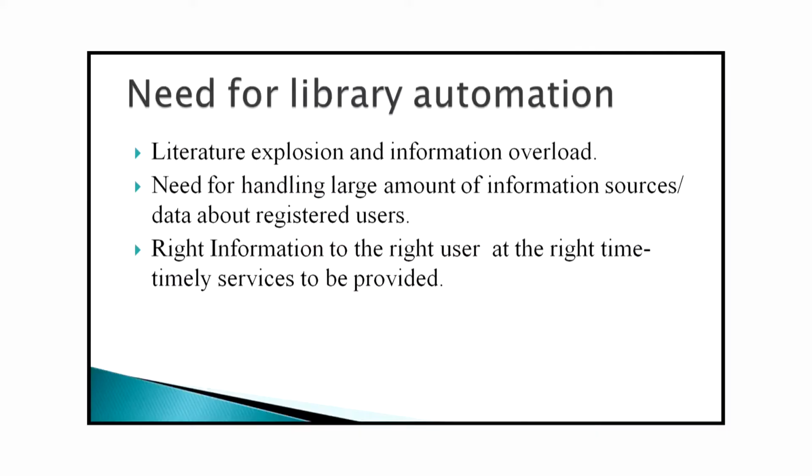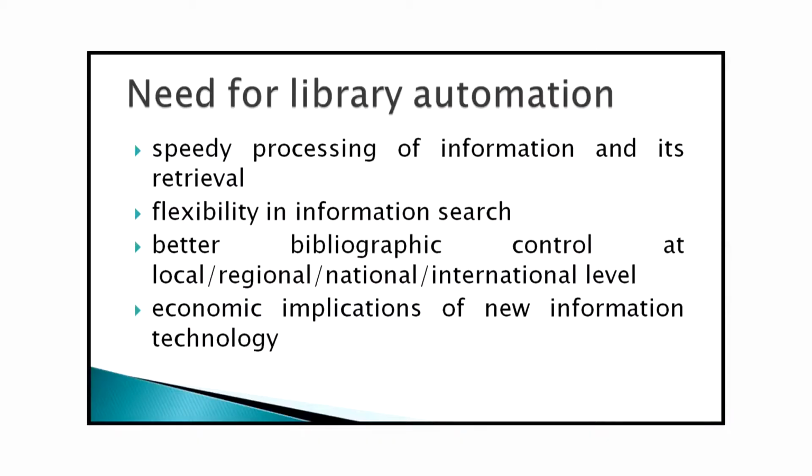Now coming to why we need library automation. What's the need for library automation? There are various reasons, and some of them are literature explosion and information overload, the need for handling large amounts of information sources and data about registered users, and the right information has to be provided to the right user at the right time, speedy processing of information and its retrieval, flexibility in information search, better bibliographic control at local, regional, national and international level, and economic implications of new information technology.